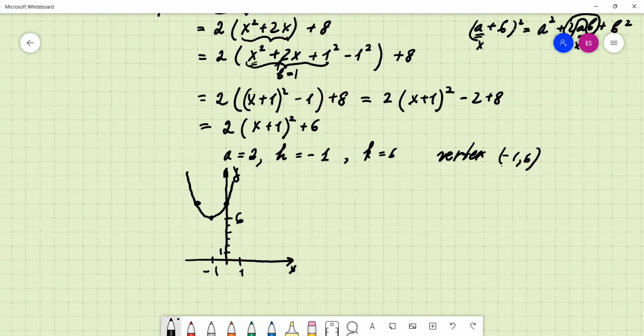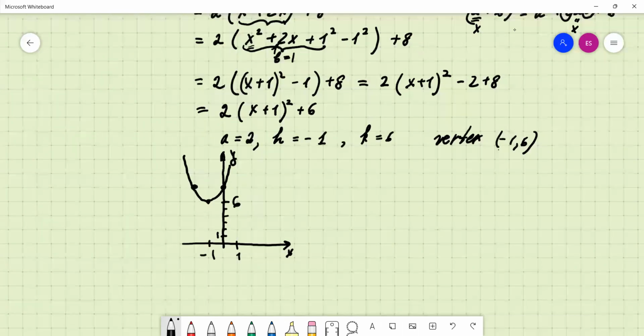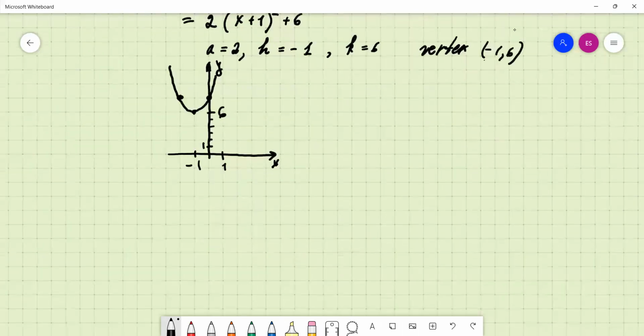Okay. Now, before I prove it in general, I want to do some more examples and then move to the general formula. I'm going to show you the general formula, how you can complete this square without actually completing the square. But first, let's talk about intercepts.